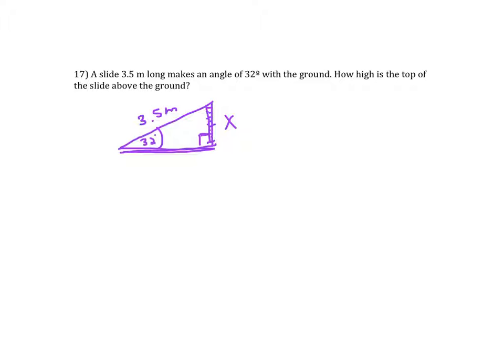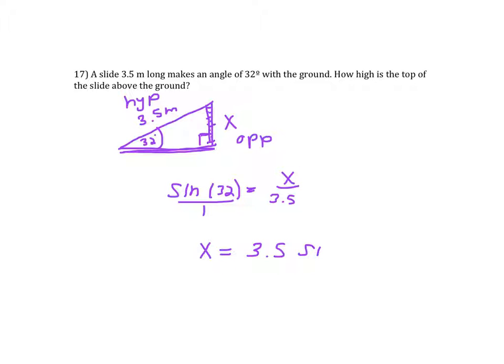Okay, so take a look. Your angle of 32 degrees, x is the opposite side. 3.5 meters is the hypotenuse. So we want to work with sine. Sine of 32 equals x over 3.5. Put the sine of 32 over 1 and cross multiply. We get x is equal to 3.5 sine of 32. You're ready to go to your calculator, and when you do so, you'll find out that it's equal to 1.9 meters, rounded to the nearest tenth.